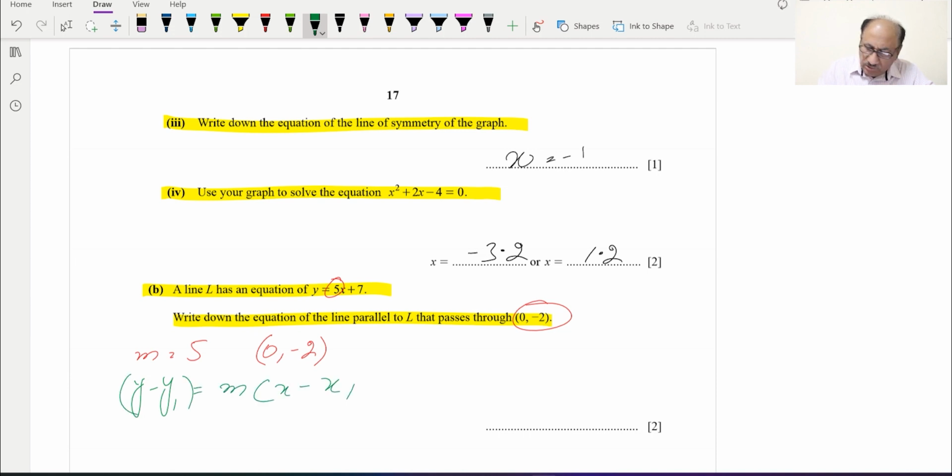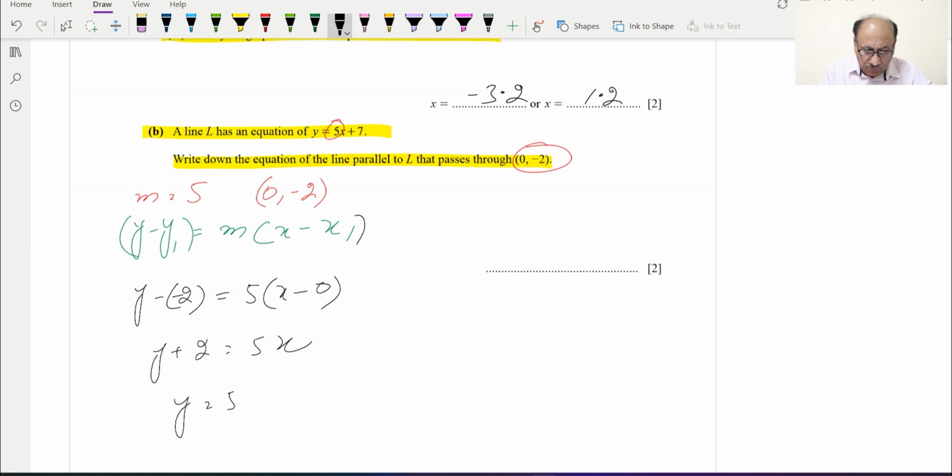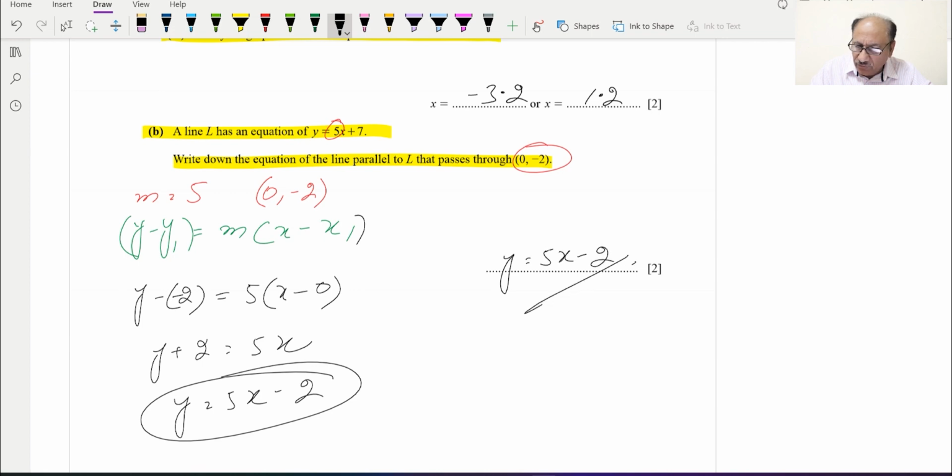This is the equation of a line in point-slope form, so we'll just be replacing the values. y minus y1 will be minus 2, equal to m, which is 5, into x minus x1, whose value is 0. So we can write y plus 2 is equal to 5x, and we can write y is equal to 5x minus 2, and this will be our final equation. y is equal to 5x minus 2. Hopefully you understood. This is for 2 marks.